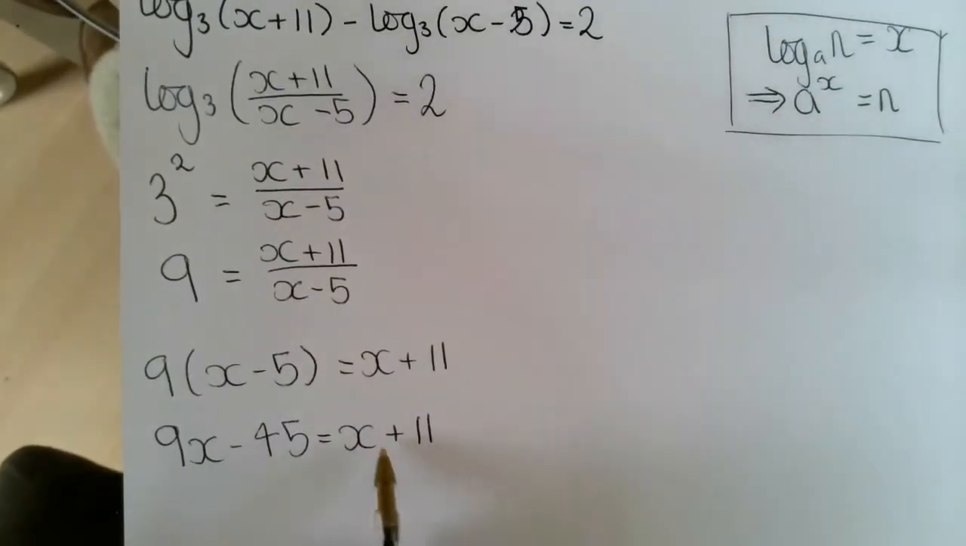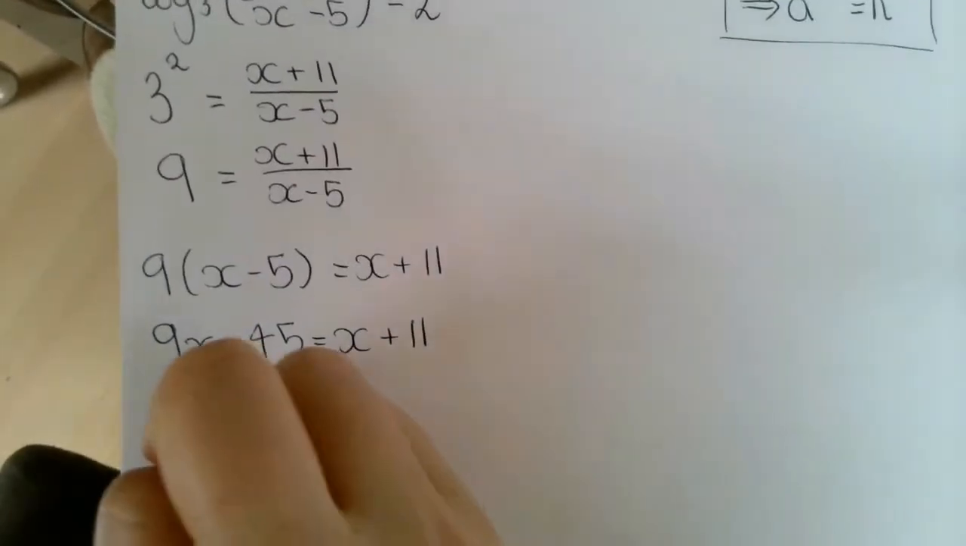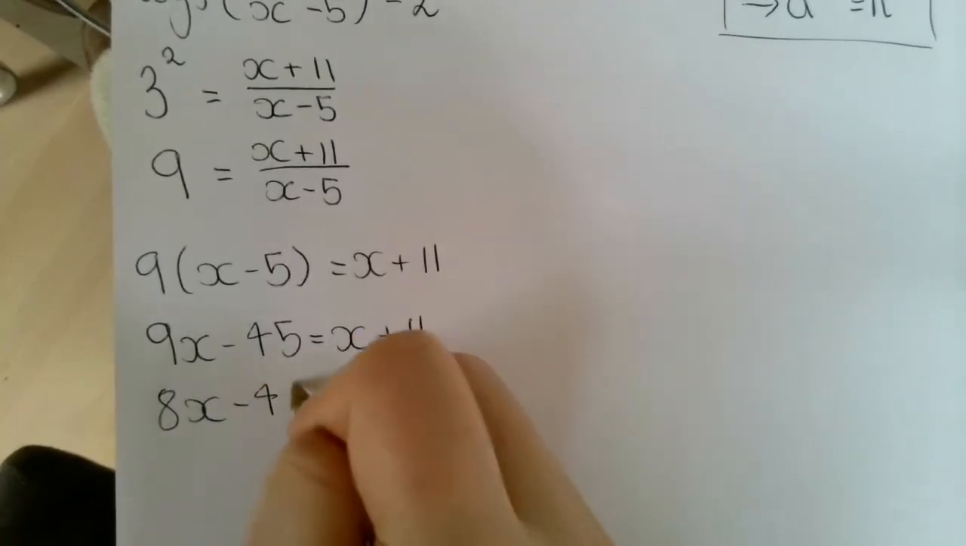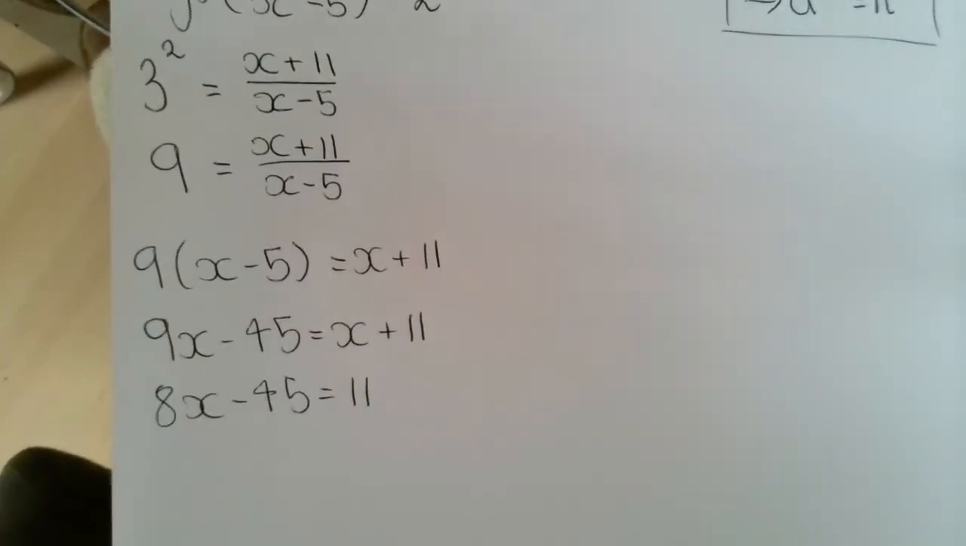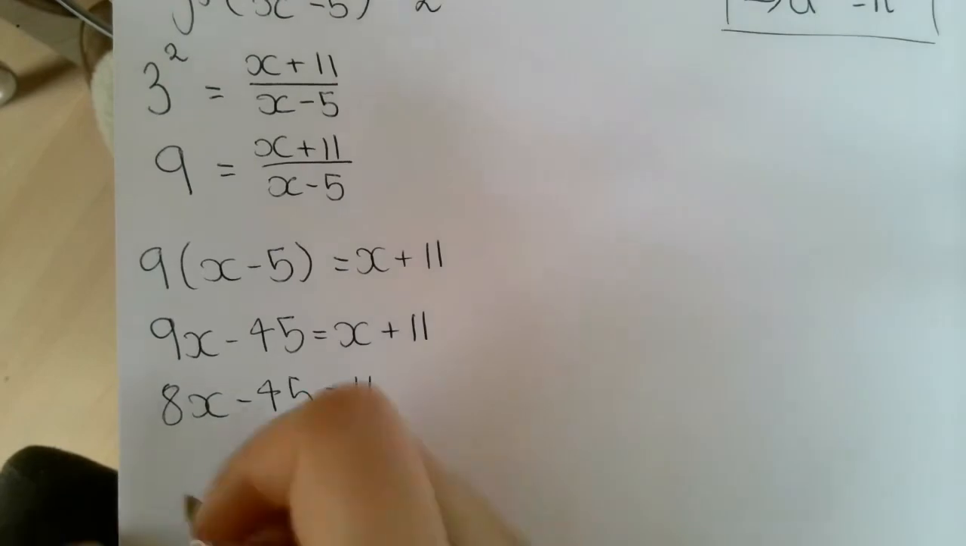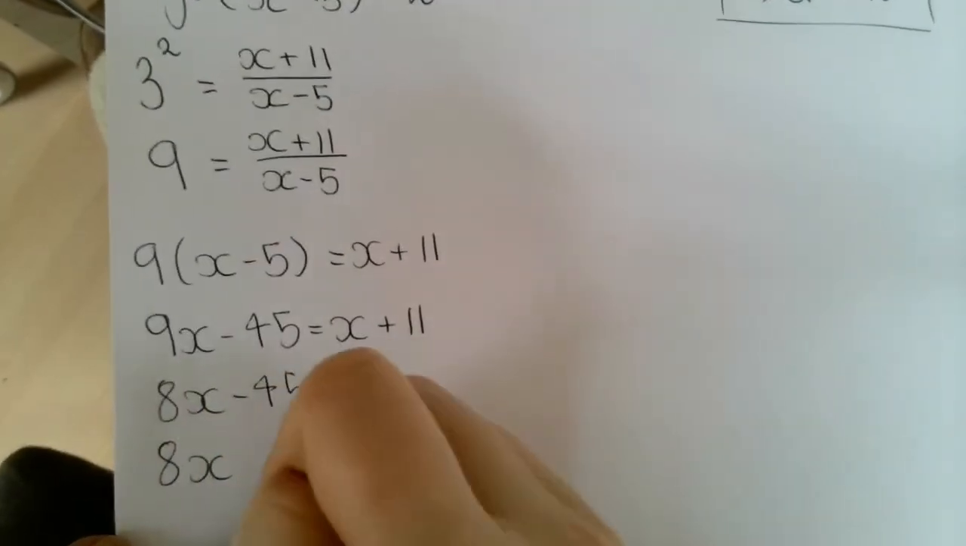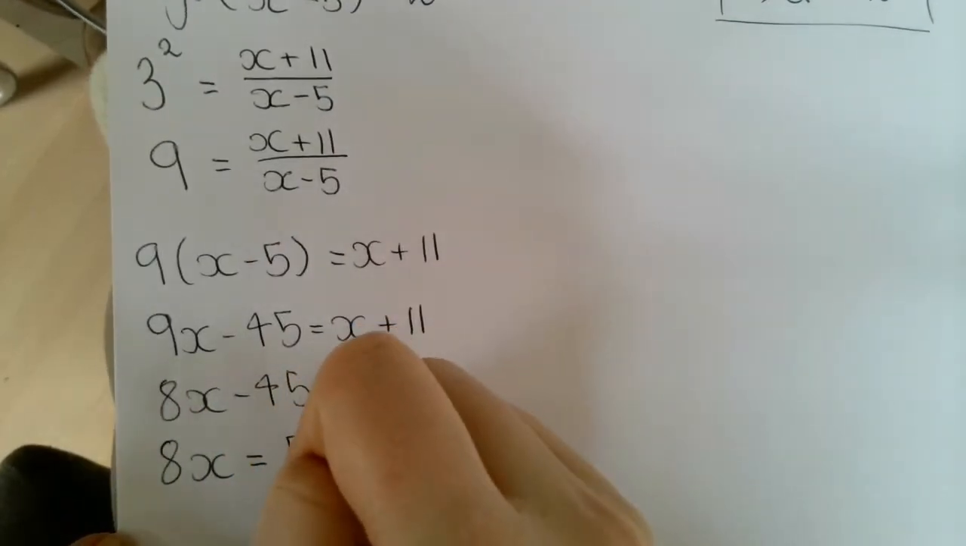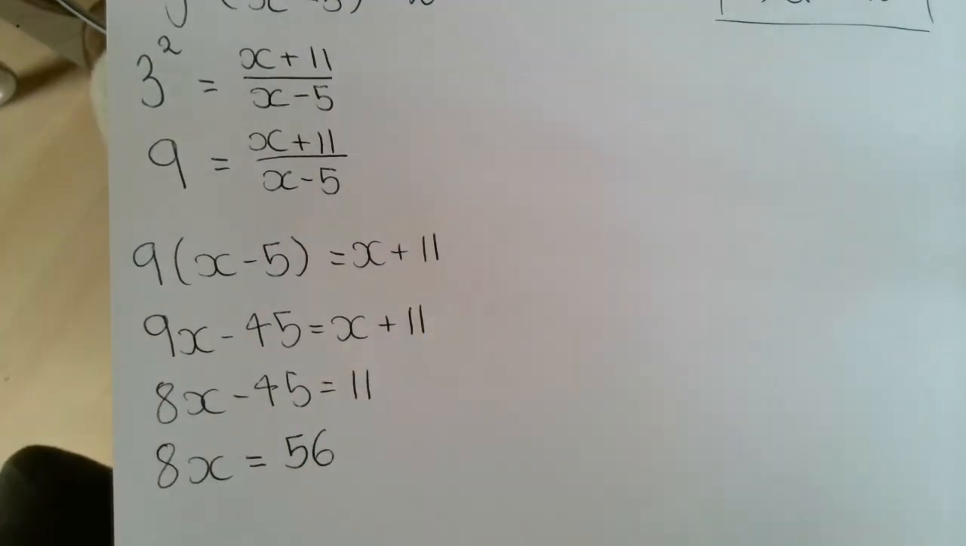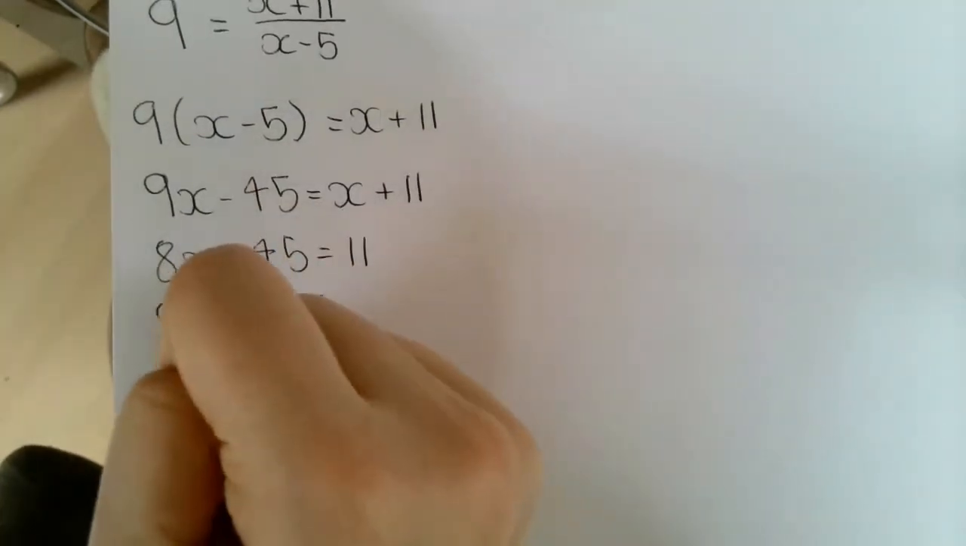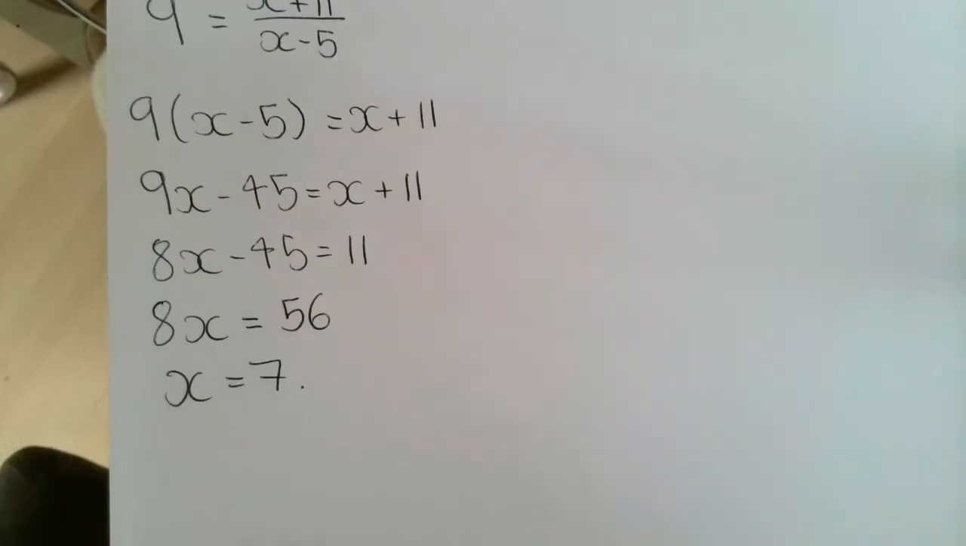I'm going to start by subtracting x from each side. I'm going to add 45 to each side. And then divide by 8 on each side, and we get x is equal to 7.